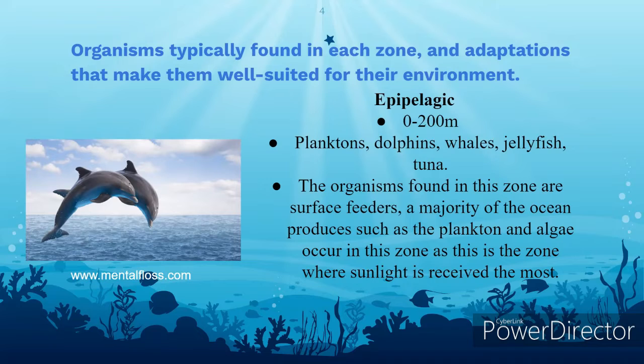So the epipelagic zone has animals that live there like plankton, dolphin, whale, jellyfish, and tuna. The organisms found in this zone are surface feeders. A majority of the ocean's production, such as the plankton and algae, occurs in this zone, as this is the zone where sunlight is received the most.